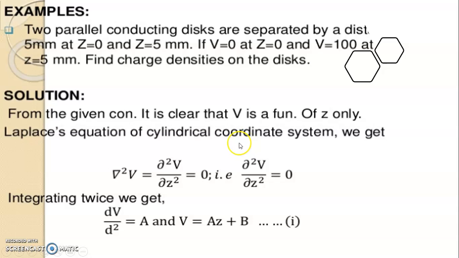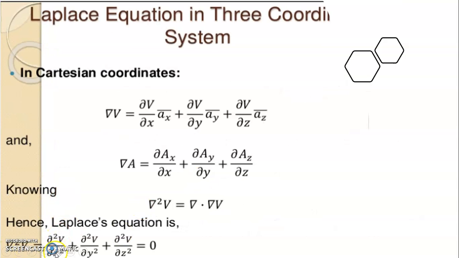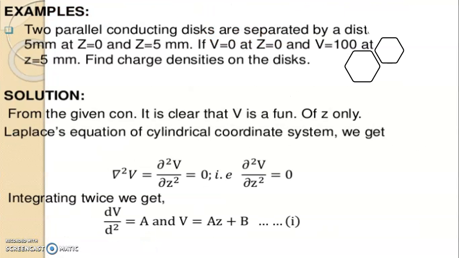So we can say that the equation del square V is del square V upon del z square is equal to 0. Since when you see the potential in the cylindrical form, the terms in rho and phi are not present, we can say that del square V is nothing but del square V upon del z square. So dV upon dz is equal to A. Once you integrate it, and integrate it again, this will become V is equal to Az plus B.